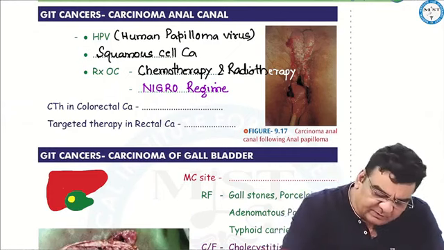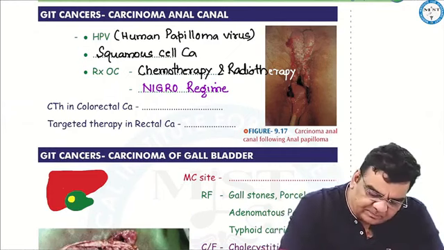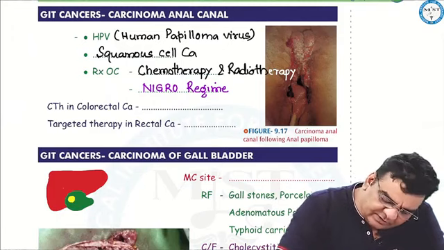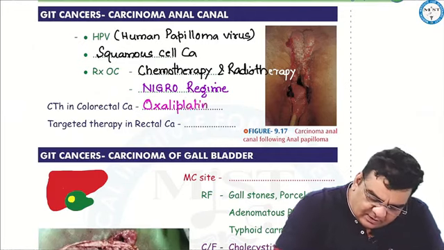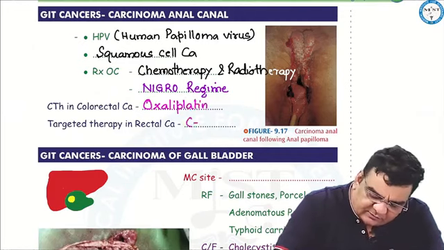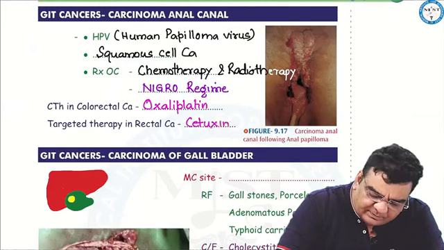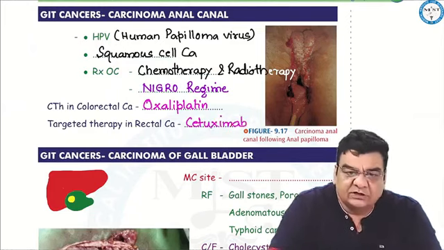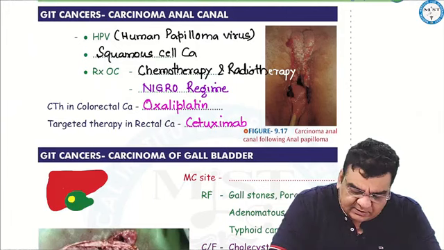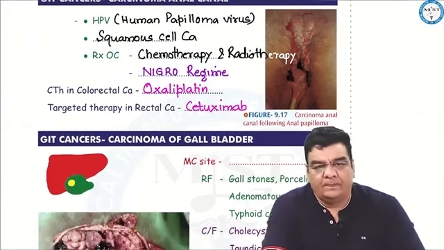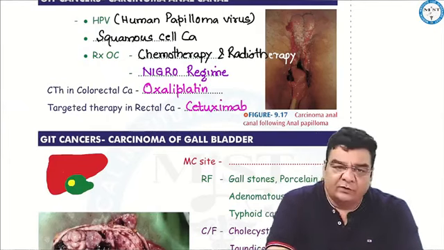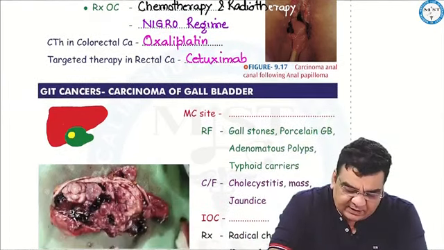We can use chemotherapy in colorectal cancers. The chemotherapies which have been used in colorectal cancers are oxaliplatin. Targeted therapy in rectal cancer, what we use is cetuximab. We can use cetuximab as targeted therapy in rectal cancer. Right, so these were few relevant points about the anal canal cancer.